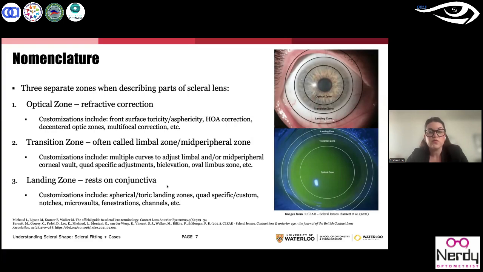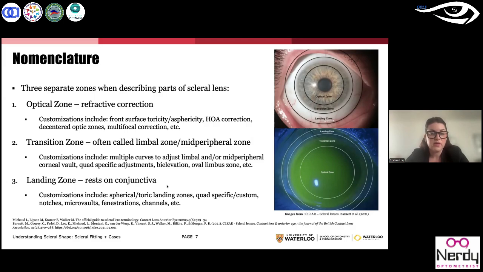zone. You can put front toric, front surface eccentricity to correct spherical aberrations. You can put custom higher order corrections now, a lot of research going into that. Decentered optic zones, multifocal correction, a lot of things that we can do. That middle region in between that optical zone and landing zone is called the transition zone. You will hear it referred to as limbal zone or mid-peripheral zone at times.